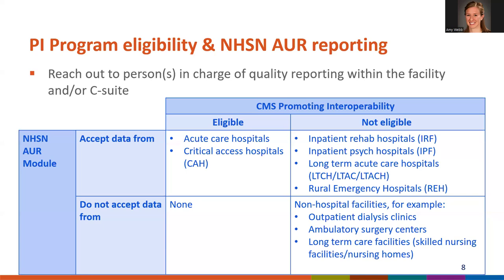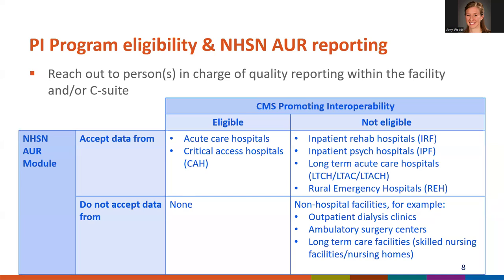Let's look at it in a different way here. In this figure, you can see we have a group of facilities that NHSN accepts AUR module data from and that are eligible for the PI program. That includes acute care hospitals and critical access hospitals. There are no facilities that are eligible for the PI program, but we don't accept their data from. So you'll see a none in that square.